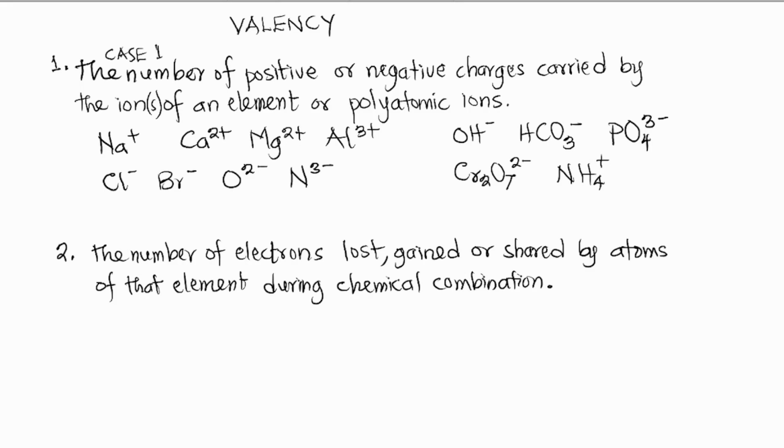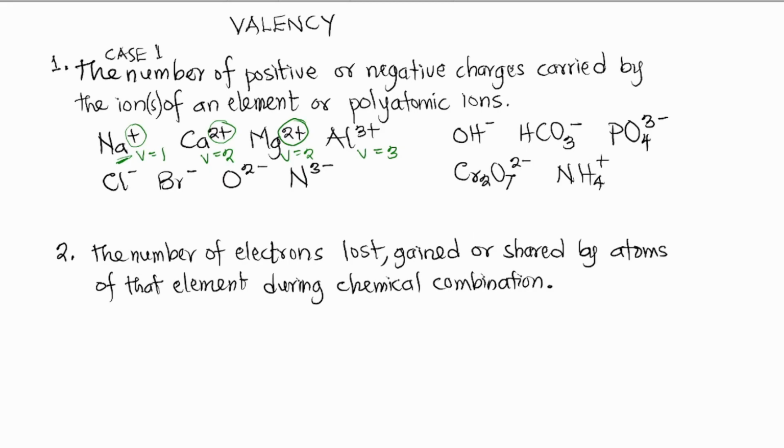So going by this definition, we would find out that the number of charges on sodium in this case is just a single positive charge. So it means that the valency of sodium is equal to 1. The number of charges on calcium is 2 positive charges, so the valency will be equal to 2. So is magnesium, the valency will be equal to 2. Now the number of charges on aluminium is 3 positive charges, so valency equals 3.